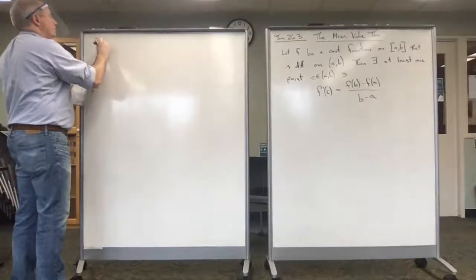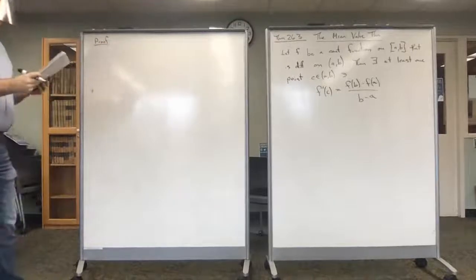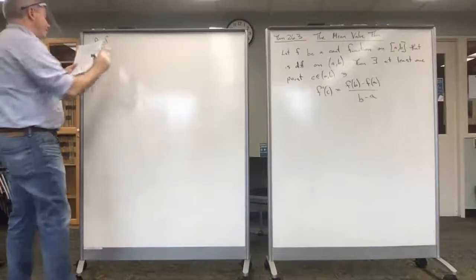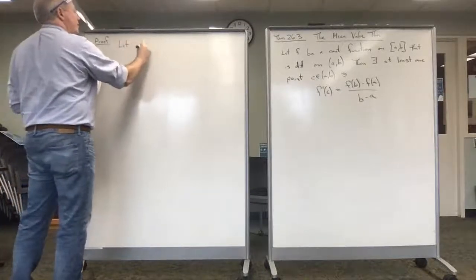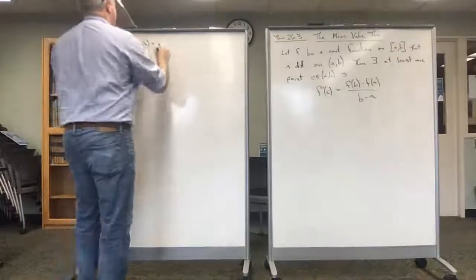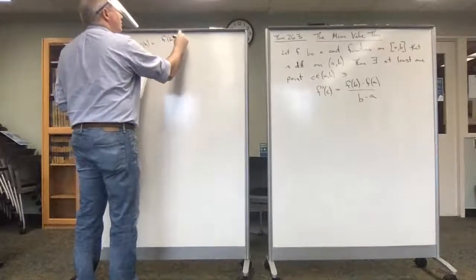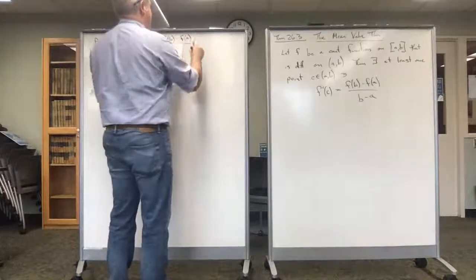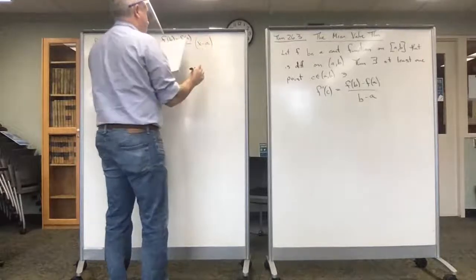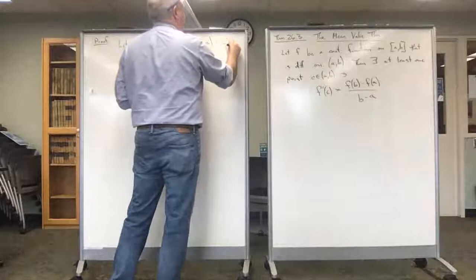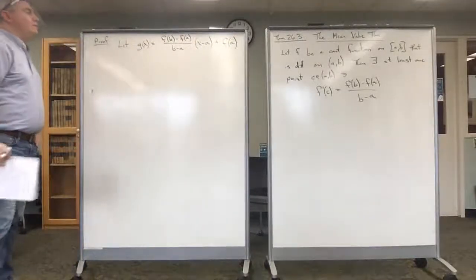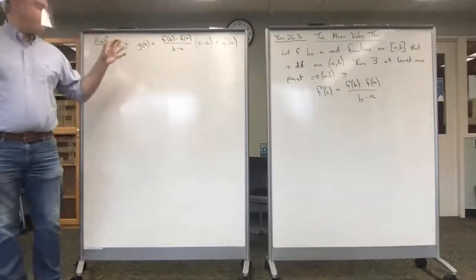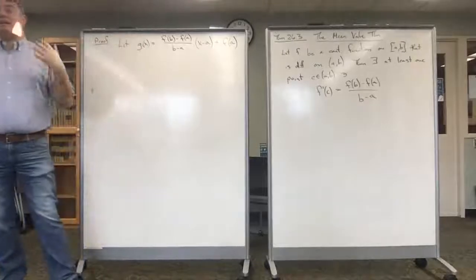So proof. The way that we prove the mean value theorem is we're going to make up a new theorem. Not a new theorem, a new function. So let's let g of x be equal to the following. I'm going to let it be f of b minus f of a over b minus a times x minus a plus f of a. Now, what can you tell me about this function g of x that I just wrote down? First of all, it looks bad, but what kind of a function is it?